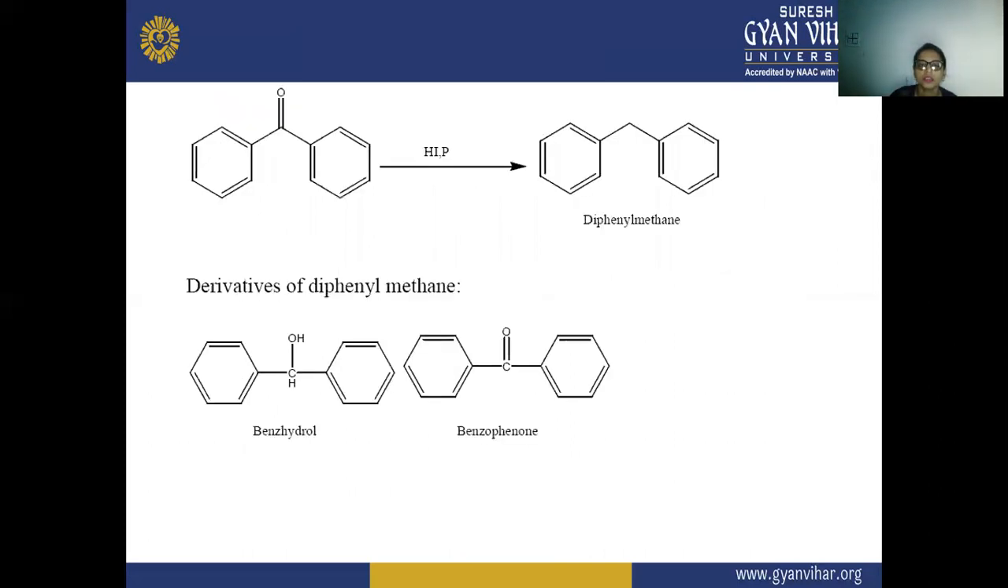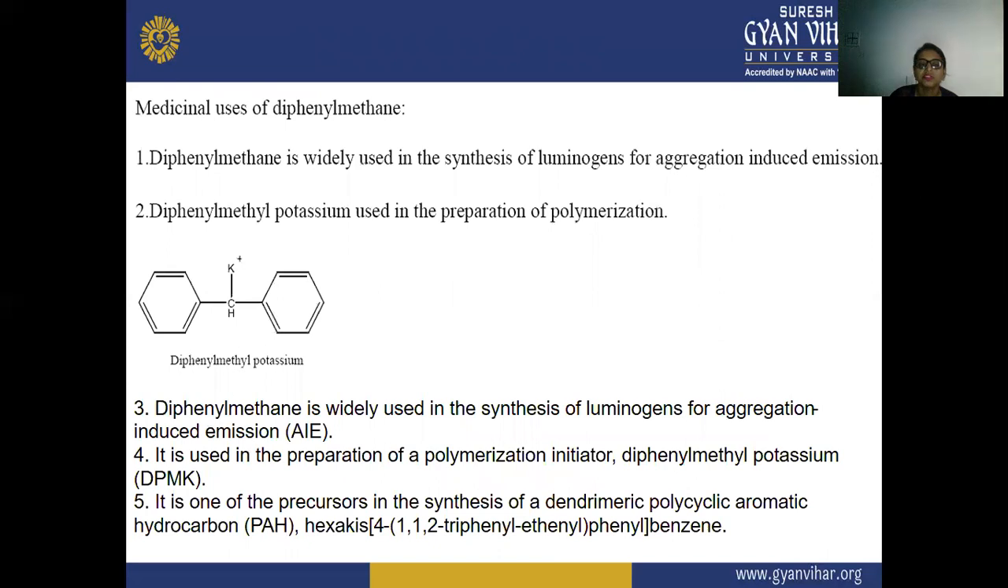So this is the structure, and from this compound in the presence of hydrogen iodide, there is a formation of this diphenyl methane. So these are the derivatives of your diphenyl methane, that is your benzhydrol or benzophenone. The medicinal uses of this are that it is used in the synthesis of luminogens for aggregation-induced emission, and it is also used in the preparation of polymerization initiators.